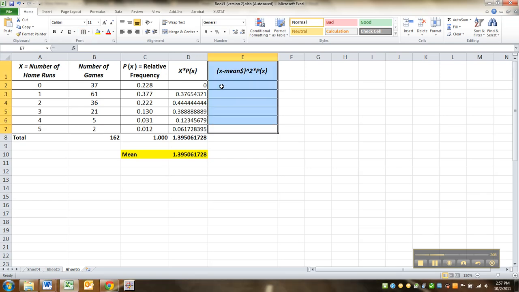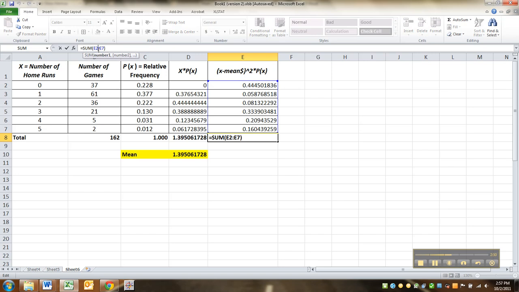Okay, so here's what I want to do. Equals parentheses x minus that mean value. And I give that mean value dollar signs because I don't want it to change. And I square that and I times it by the probability. Enter. Then I'll fill that down the column. And then I want the sum, so I'm going to drag this over because that's a sum formula right there. Cool. So the sum is that.